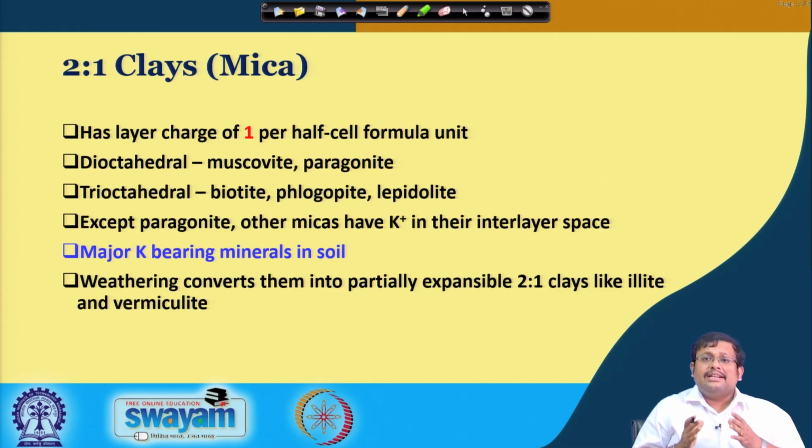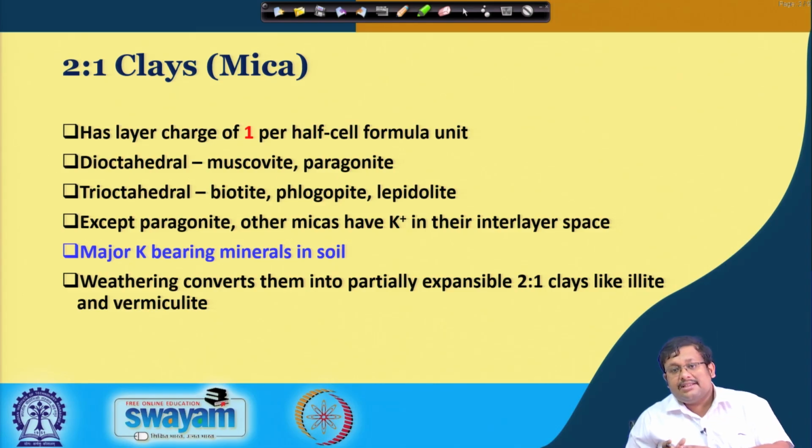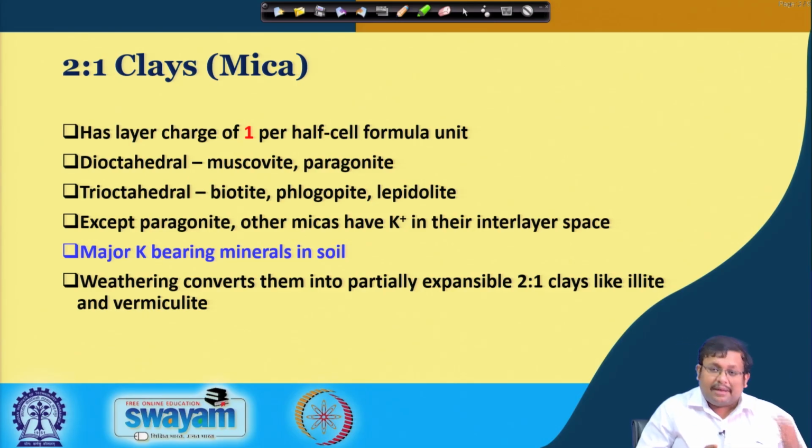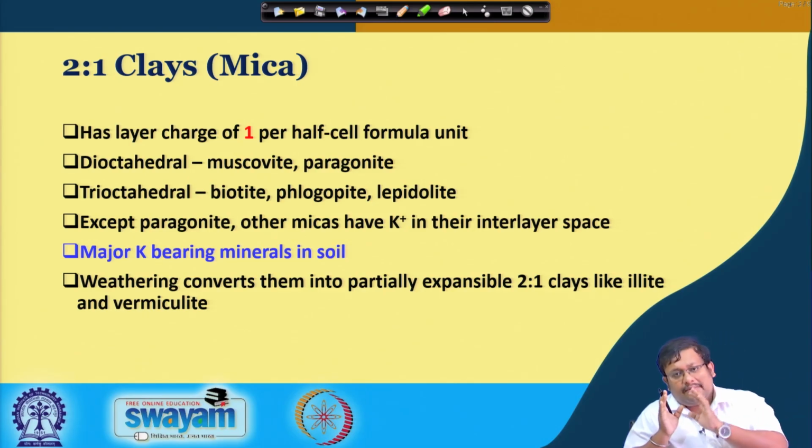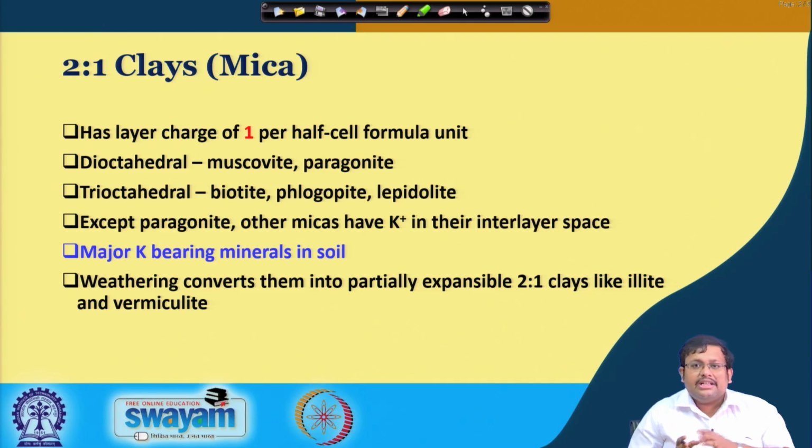So, mica is a 2:1 type of clay mineral. It has both dioctahedral and trioctahedral variants. One of the major dioctahedral variants is muscovite, whereas one of the major trioctahedral variants is biotite. It has potassium ions in its interlayer space and as a result it is a major potassium bearing mineral in the soil, and as a result of weathering it can convert into partially expansible 2:1 type of clay like illite and vermiculite.